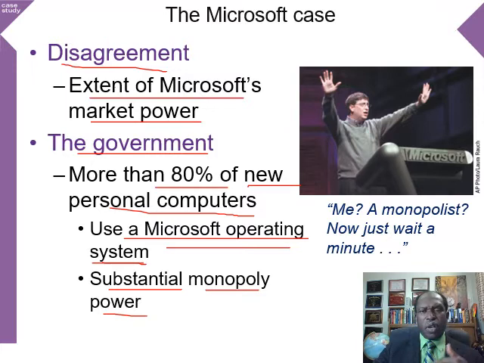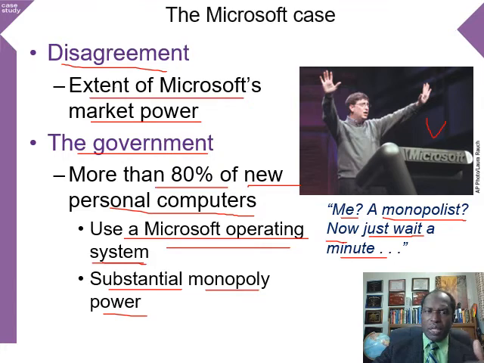During a conference presentation on this photo, the president of Microsoft, Bill Gates, said, "Me, a monopolist? Now, just wait a minute." It was explained that his company was not a monopoly company, so you can see that Microsoft did not agree with what the government was saying.